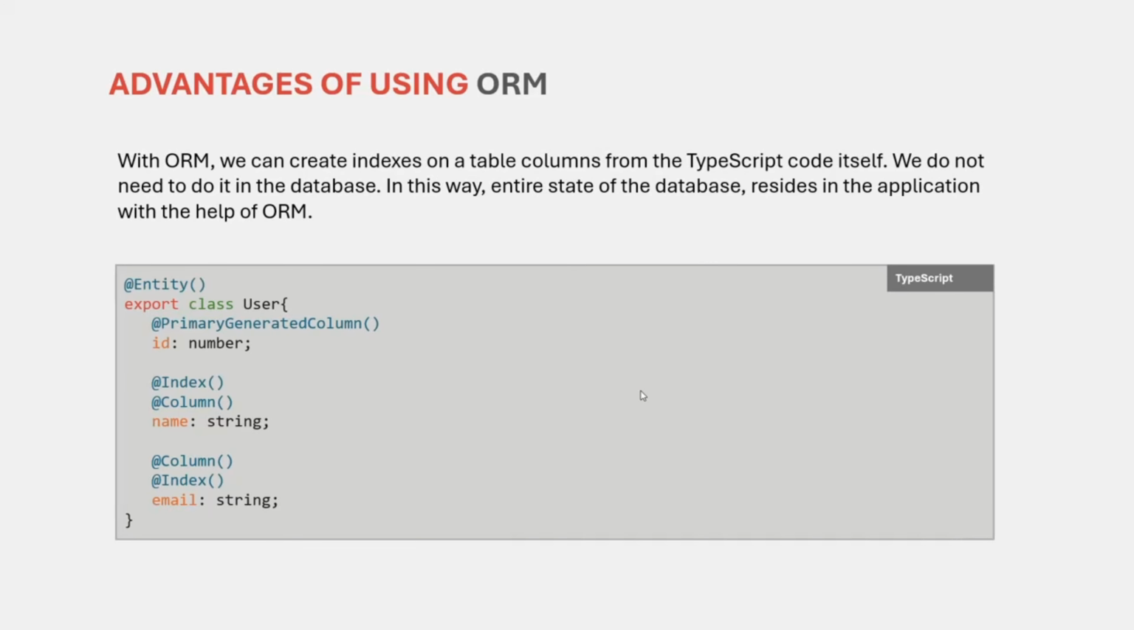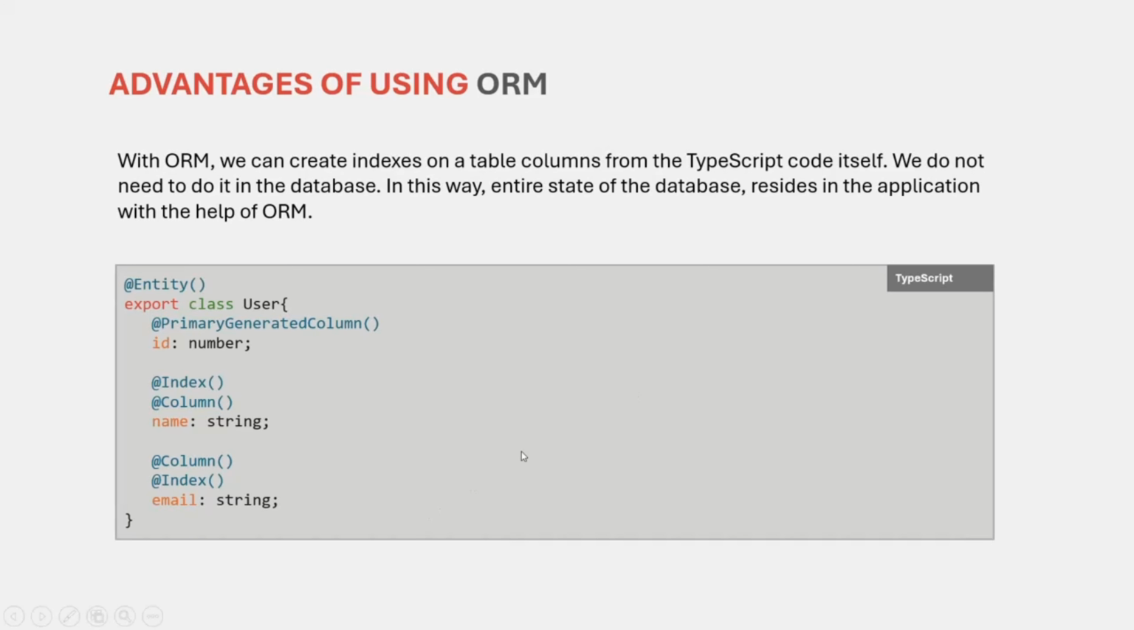Next, using ORM, we can also create indexes on a table column from the TypeScript code itself. We do not need to create indexes by going to the database table and then defining the index. We can simply do it from our TypeScript code. And in this way, the entire state of the database resides in the application with the help of ORM.